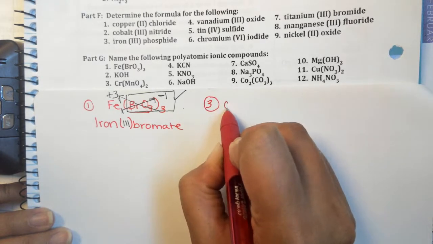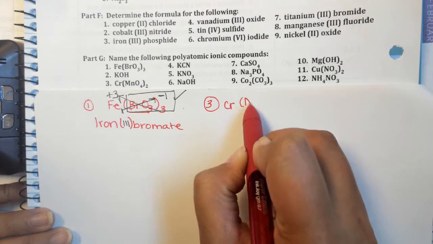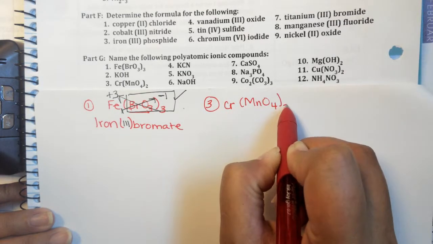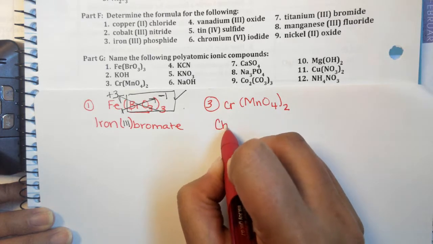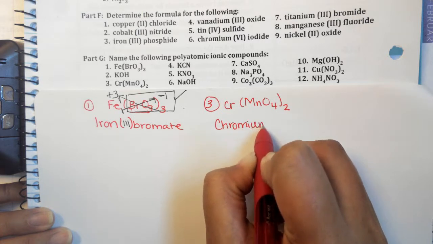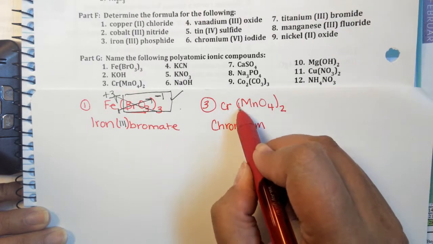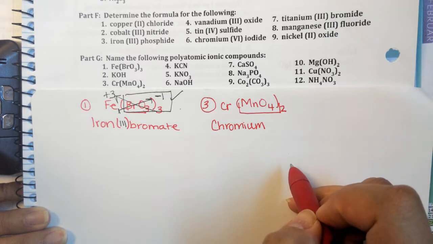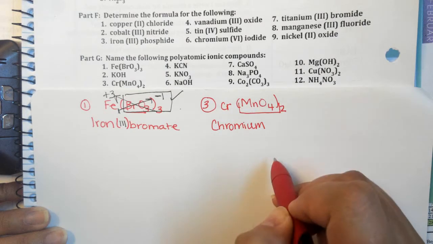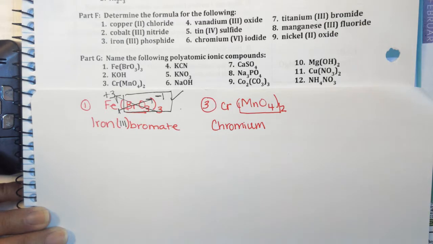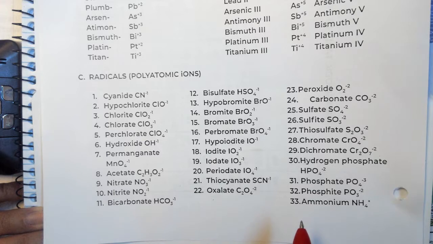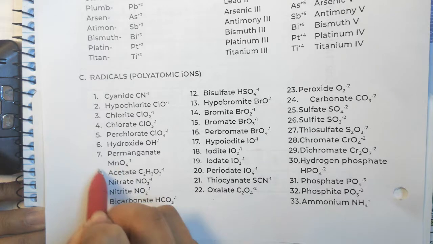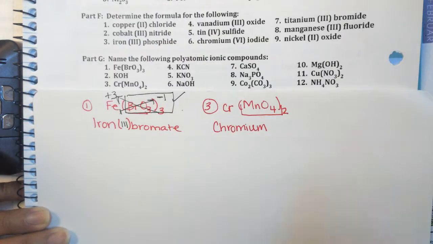Number 3, I have Cr(MnO4) with a 2 on the outside of the parentheses. What is my cation? Chromium. And what is my anion? Where would I find this? On the back of your periodic table. So I look on the back of your periodic table. Okay, so it is called permanganate. So it's this one right here. So I am going to write permanganate.